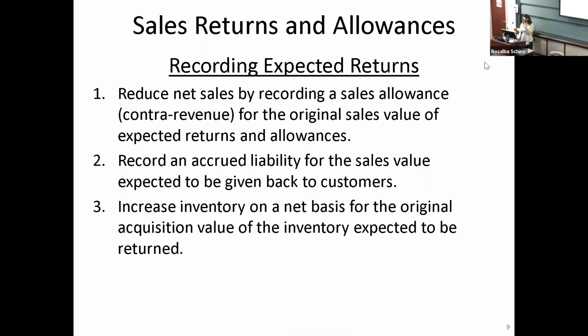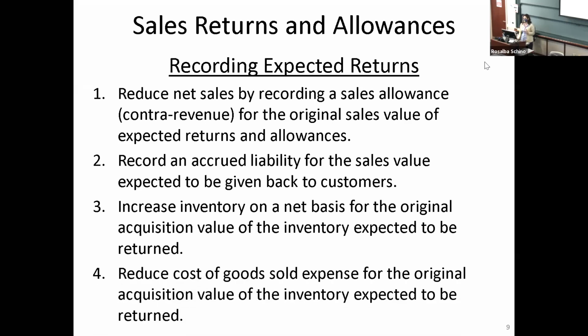We increase the inventory in an account called inventory estimated return, which tells me how much inventory is expected to be returned. And then we reduce the cost of goods sold by the same amount as the increase of inventory, because if we expect a return, then that return will increase the inventory and reduce the cost of goods sold.